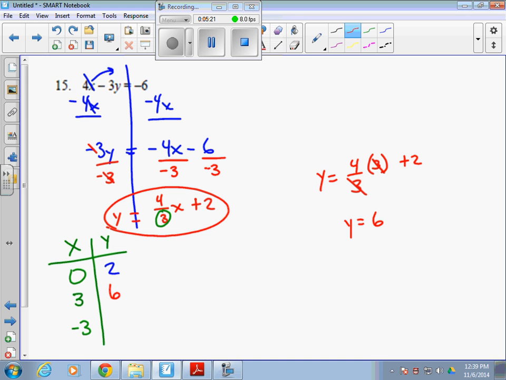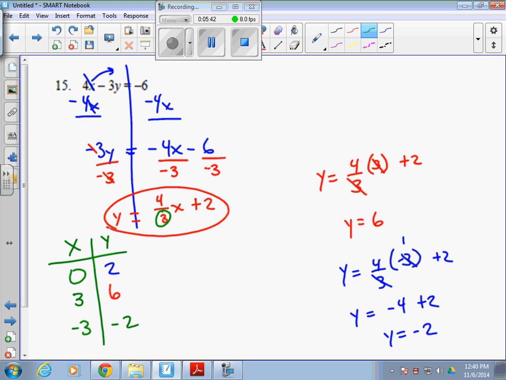And then when you plug in negative 3, the last one, y equals 4 over 3 times negative 3 plus 2. These cancel out, and you're left with a negative 1 there. Y equals negative 4 plus 2. Y's value is negative 2. So now you have 3 values. None of them are fractions, so we can graph them all relatively easily.